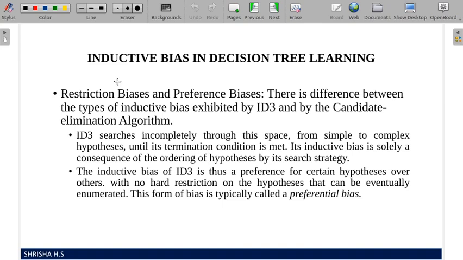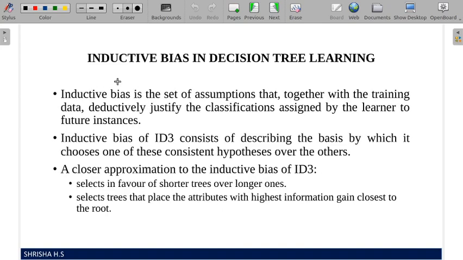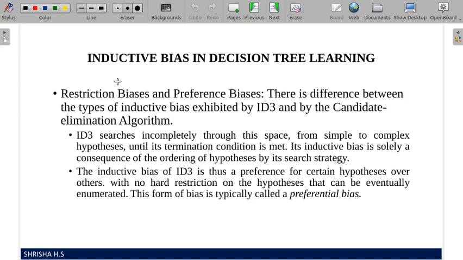ID3 searches incompletely through the hypothesis space, from simple to complex hypotheses, until its termination condition is met. Once we get our required hypothesis, as we saw on the previous slide, we have a shorter tree, and the higher information gain nodes are near the root. If those conditions are met, that is the terminal condition, so it stops searching.